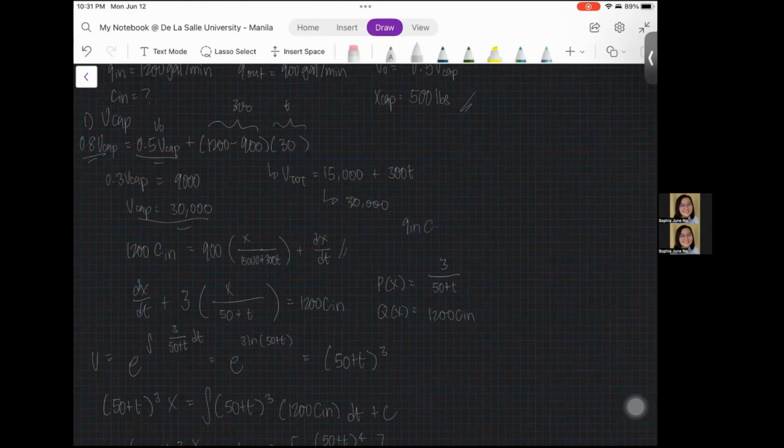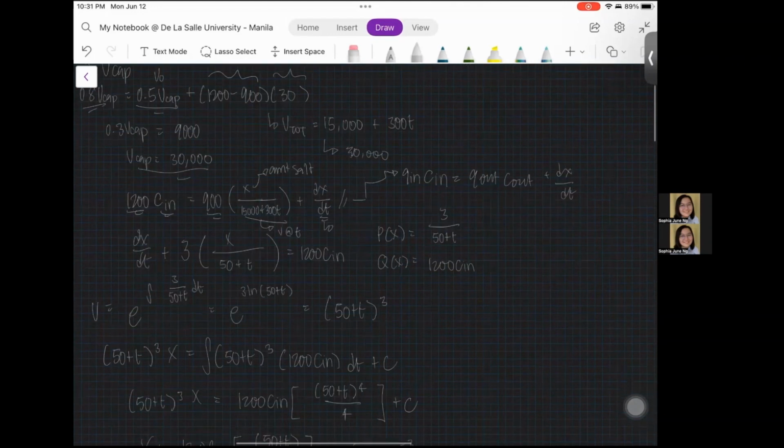Okay, so now this one is one of the formulas we were talking about a while ago, which was Q in C in is equal to Q out C out plus dx over dt. Now, this one is just when you plug in all the values. This one is given. These two were given. This one is what you're looking for. This one is your amount of salt. And this one is your volume at any given time. And this one is your change in salt over time, like I mentioned a while ago. So now, after you simplify this is what you get.